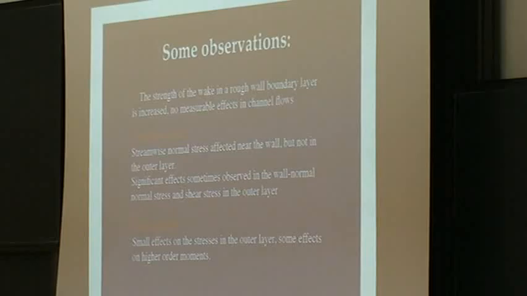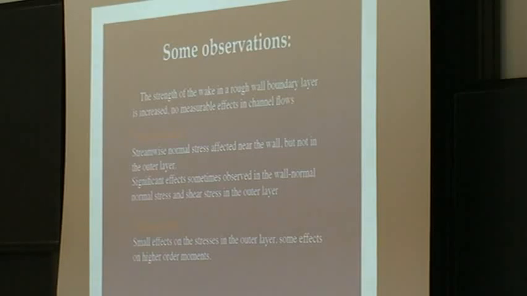There were also some observations about the turbulence stresses, and there was a clear effect on the normal stress in the streamwise direction, very near the wall, but further out the observations were a bit more scattered. Some people said that there was a large effect also in the outer layer, and some people claimed that all the stresses would be the same in the rough and the smooth boundary layers.